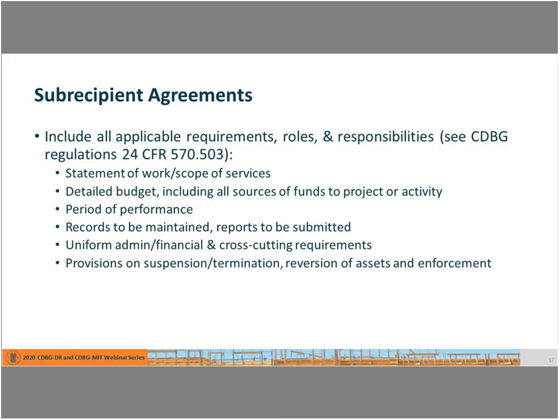When we talk about uniform administrative, financial, and cross-cutting requirements in an agreement, we need to make sure that we're not simply saying by reference that you must comply with all standards, for example, established under 2 CFR Part 200, and leaving it up to the subrecipient to make that determination. These requirements should be specifically articulated and be consistent with the activity or project.